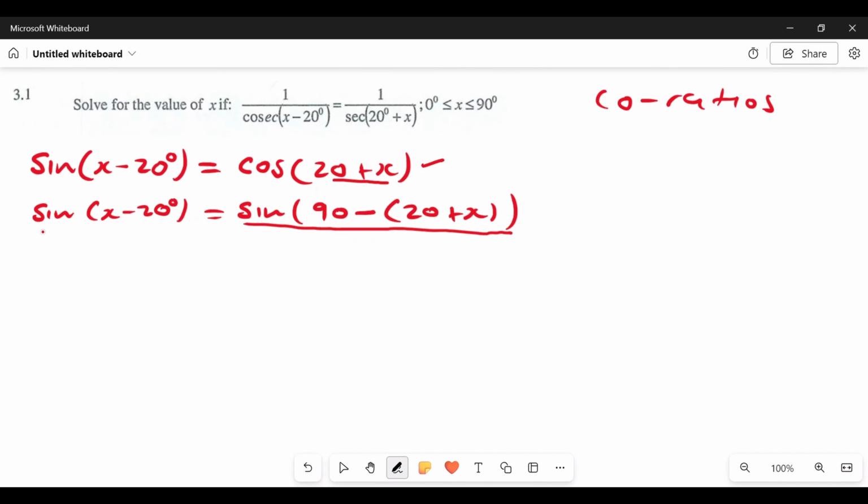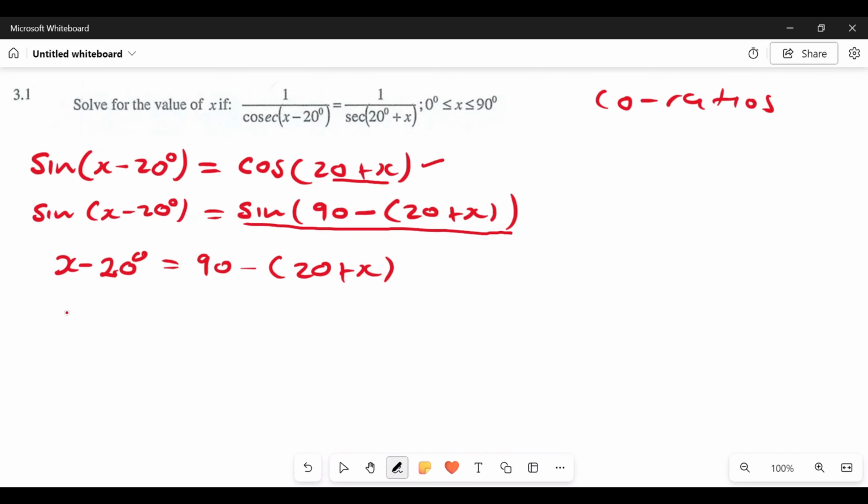So from here, now that you have sine on the left hand side and you have sine on the right hand side, they start to fall out. As they fall out, you'll be left with x minus 20 degrees. And then on the right hand side, you're going to be left with 90 minus open bracket 20 degrees plus x.